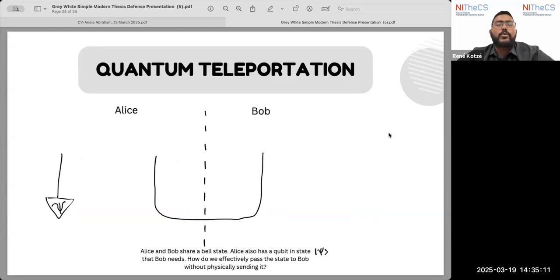And now the question of quantum teleportation is that Alice and Bob share a Bell state, and Alice also has a qubit in state psi, and Bob needs that state. How do we pass the state to Bob without physically sending it to Bob? And that's the question of quantum teleportation. Just one small note to make here is that I'm choosing one of those specific Bell states, namely the first one, but you could modify it in terms of the first one. So how would we do this using this diagram? How would we send the state psi to Bob using this diagram?